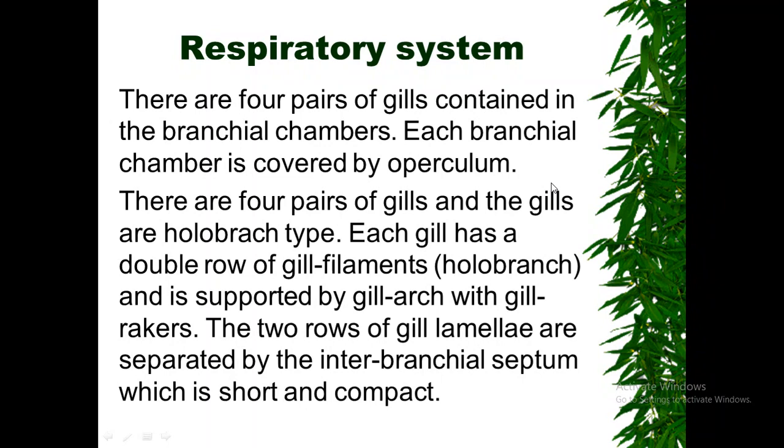The two rows of gill lamellae are separated by the interbranchial septum, which is short and compact. Each lamella contains afferent and efferent branchial arteries. The afferent branchial artery carries the deoxygenated blood, and the efferent branchial artery carries oxygenated blood and supplies it to different parts of the body. So their gills are called holobranch type.